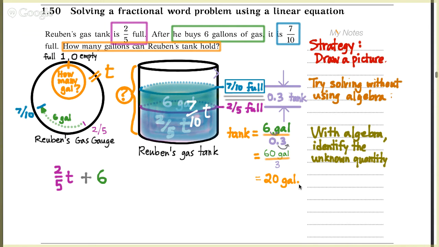So on the one hand, it was 2/5 T plus 6. On the other hand, the amount of gas he has at the end is 7/10 times T. And the claim is that those two amounts of gas are the same. That's what gives us an equation to solve. Without that equal sign, there's nothing we can do. But once that equal sign is put into the problem, now we have an equation.